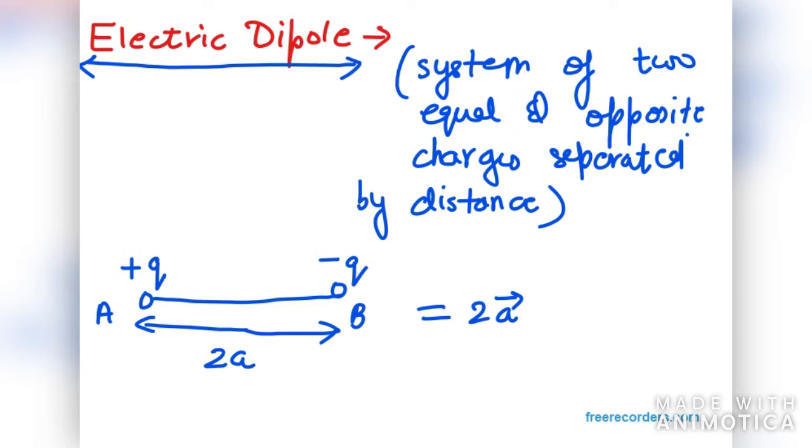You should know first of all what electric dipole is. It is a system of two equal and opposite charges separated by a certain distance. That means if we are talking about electric dipole, we should have two charges which are equal but opposite in sign. Opposite charges should be there, and then they should be separated by a distance. If they are not separated by a distance, then they can't be considered as an electric dipole.